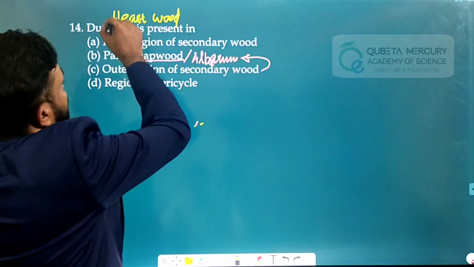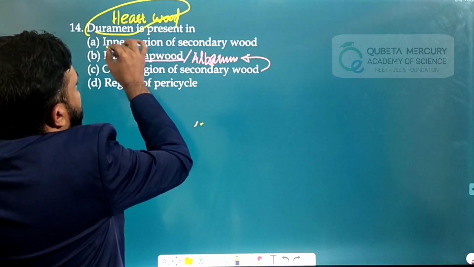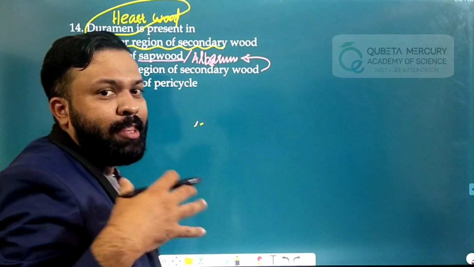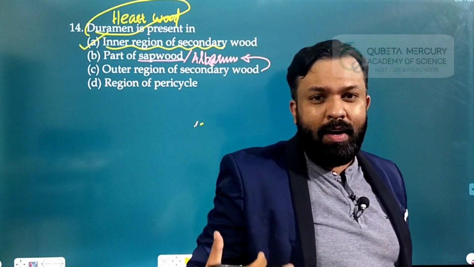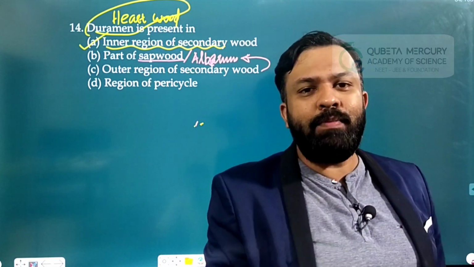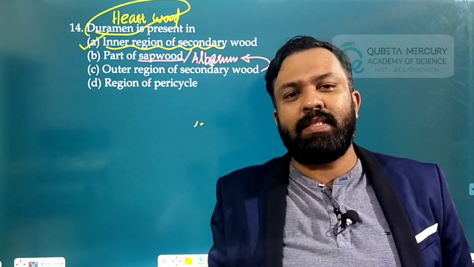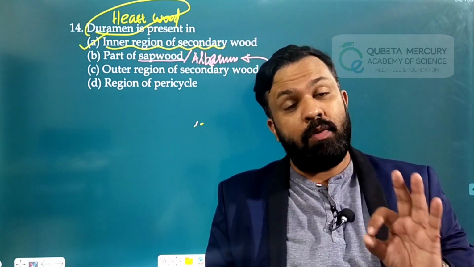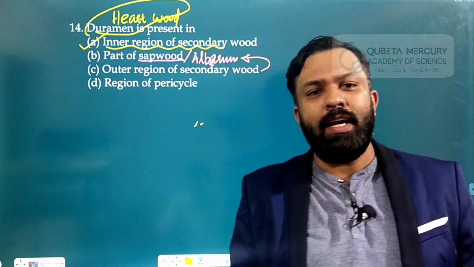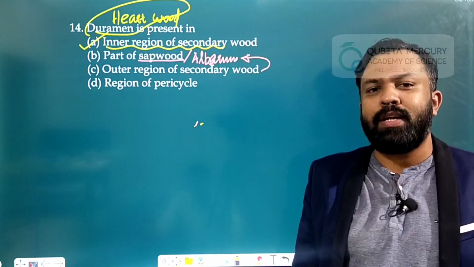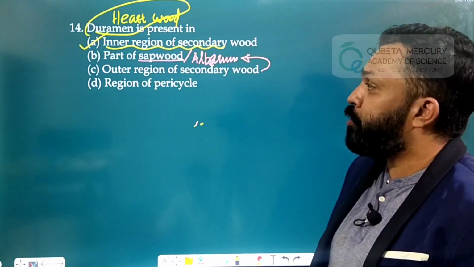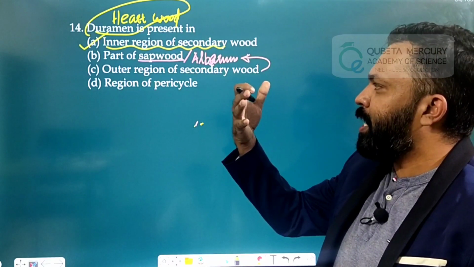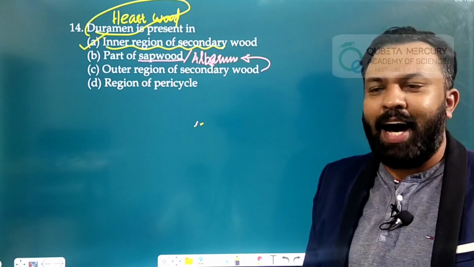So the duramen or the heartwood means the inner region of the secondary wood. That is the right answer. The inner region of the secondary xylem is occupied with plant metabolites like tannins, oils, resins, gums, and syrup. There will be much durability that can resist microbial action. That is said to be the heartwood or duramen. This inner region of the secondary wood, the early formed secondary xylem, is the duramen, the heartwood.